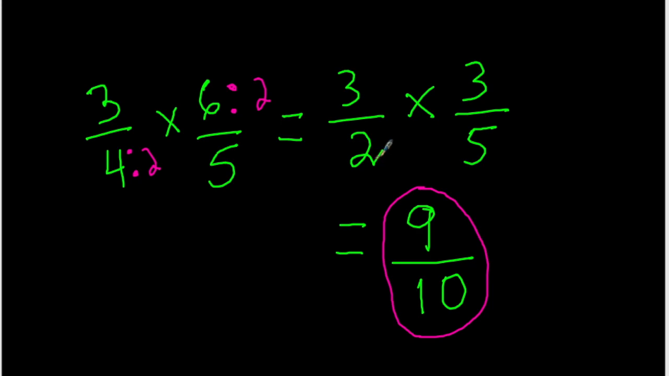So in order to simplify the fraction, either you simplify one fraction at a time. Let's say this fraction could be simplified, you simplify. This fraction could be simplified, you simplify. Or you can simplify across, meaning that you simplify the denominator of one fraction with the numerator of the second fraction.